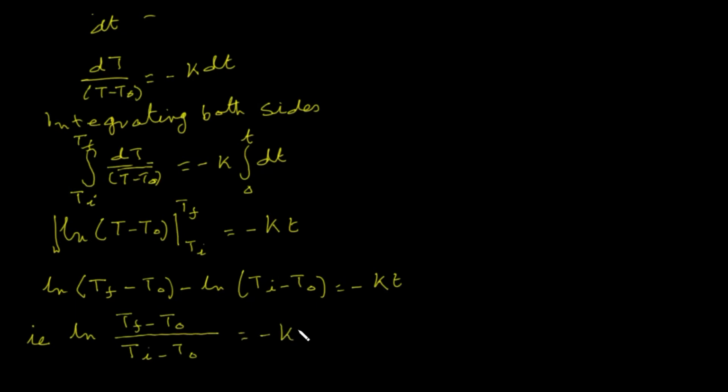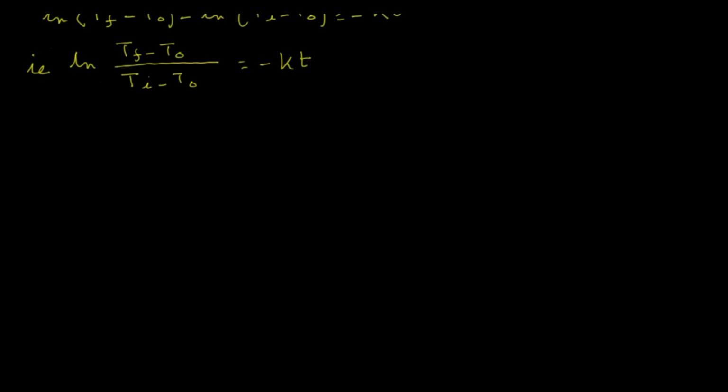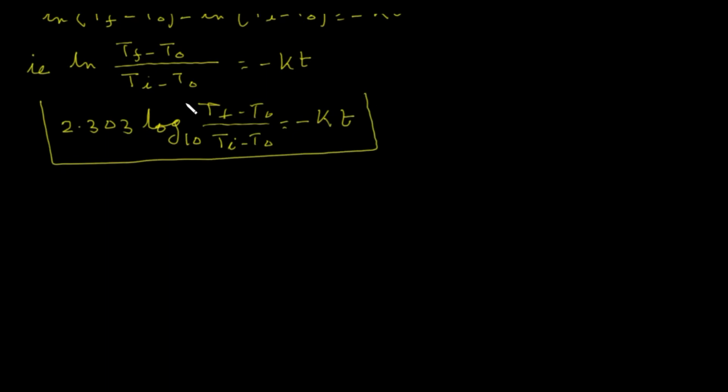Writing this equation in terms of log to the base 10, we have 2.303 into log to the base 10 of T final minus T naught divided by T initial minus T naught equal to Kt. This is our final equation, and we designate it as equation number 2.